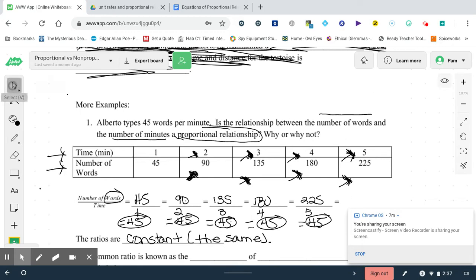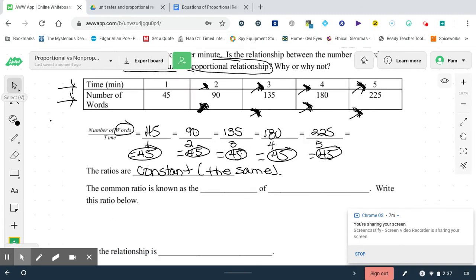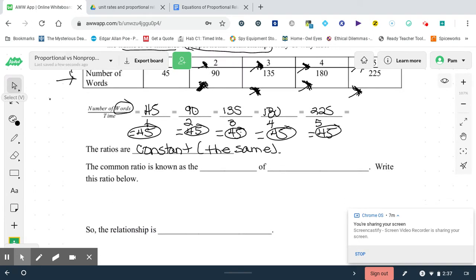All right, with that being said, you all know that when we divide, we're actually finding unit rate. Well, notice I kept saying 45 over 1, although I wrote 45, 45 over 1, 45 over 1, and so forth. All right, so this common ratio is known as the constant of proportionality.